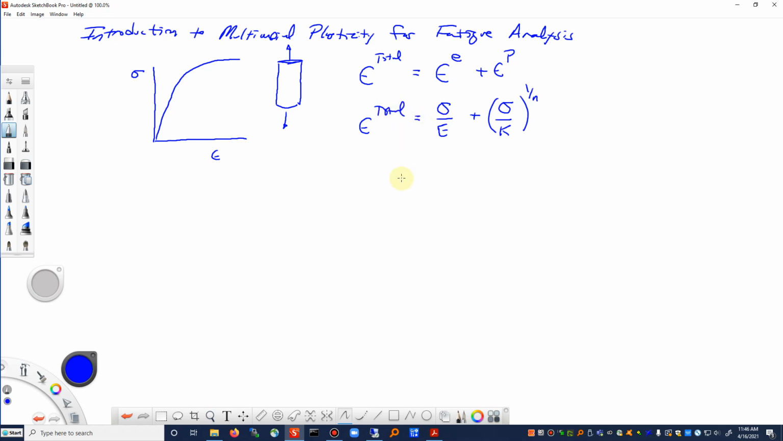Well, in a similar way, we can decompose multi-axial strains into elastic and plastic strains. So here we could have the tensor of strain components, epsilon sub ij, equal to the elastic strain components plus the plastic strain components. And here I'm using this as tensors.